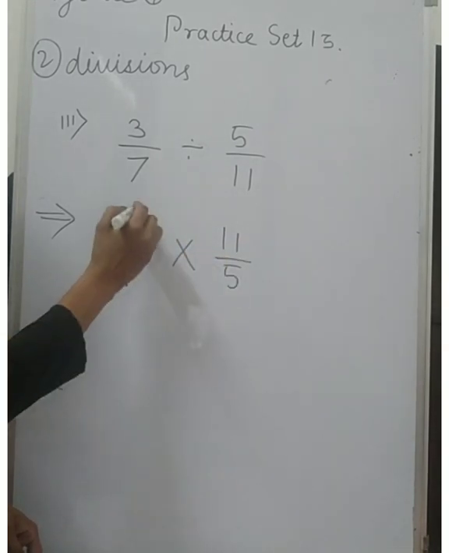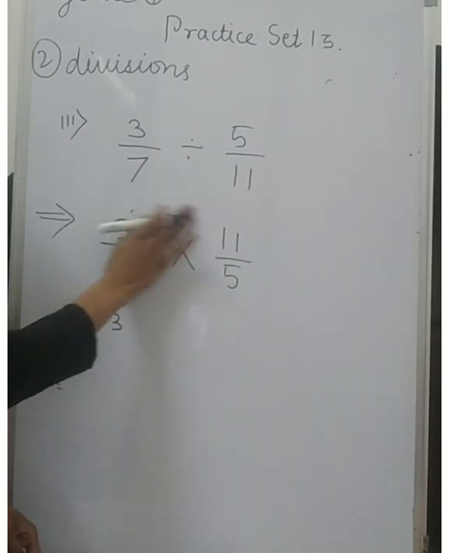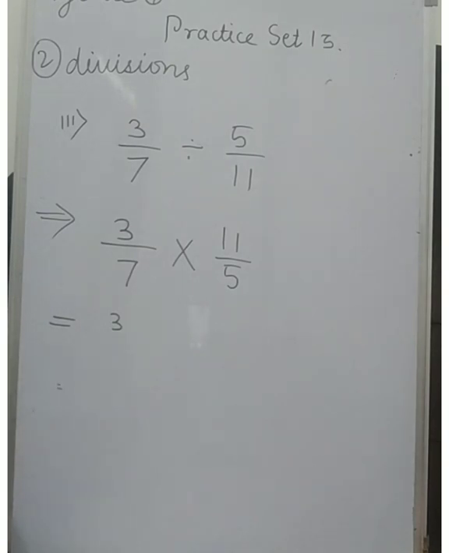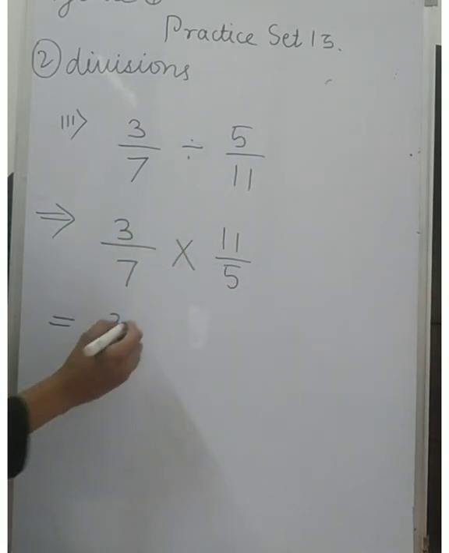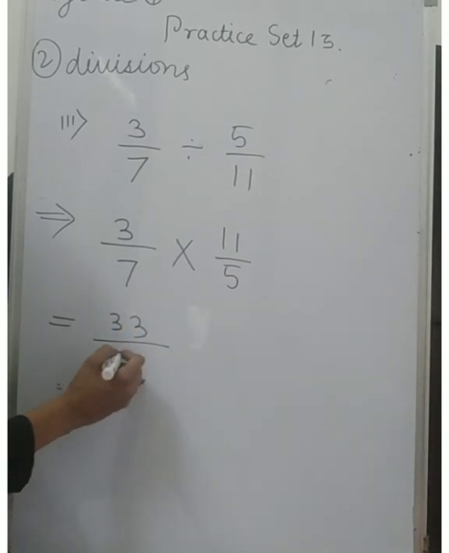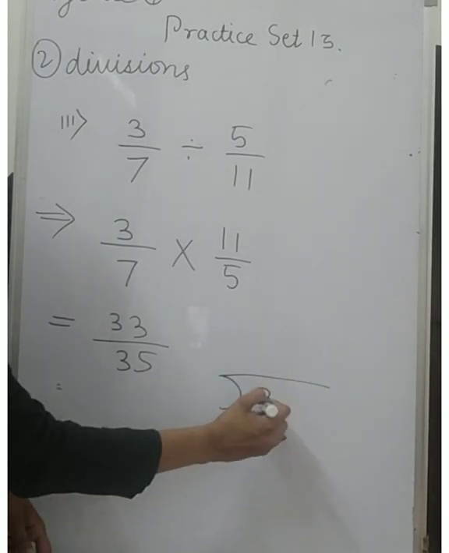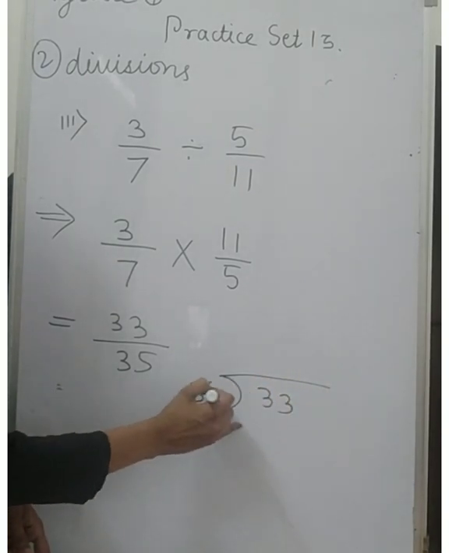So this is equal to, you don't have to do these signs in the notebook. I'm doing it for you. So 11 3s are 33 and 7 5s are 35. So this is the answer. If I ask you to convert into mixed number, so 33 is divided by 35.